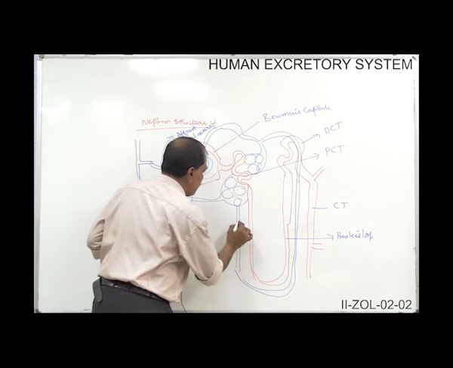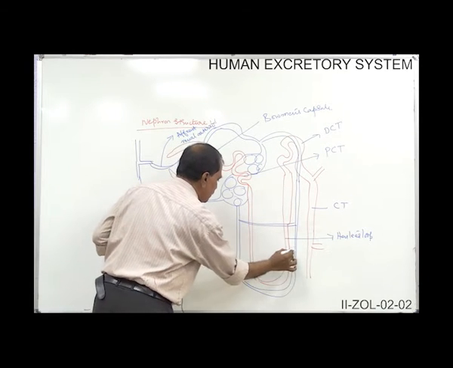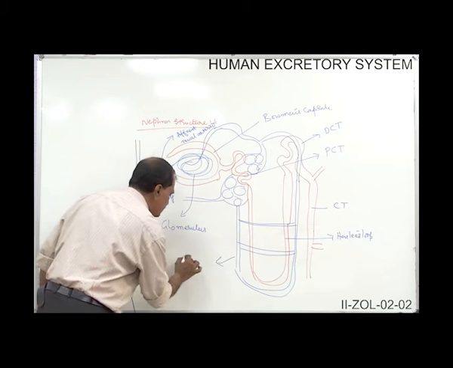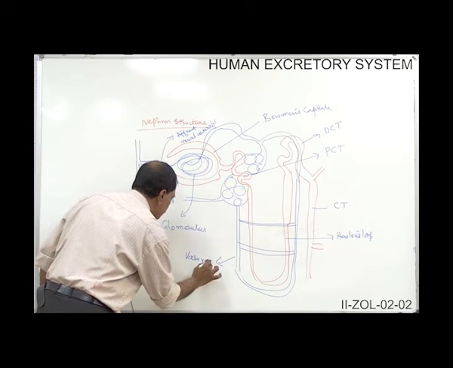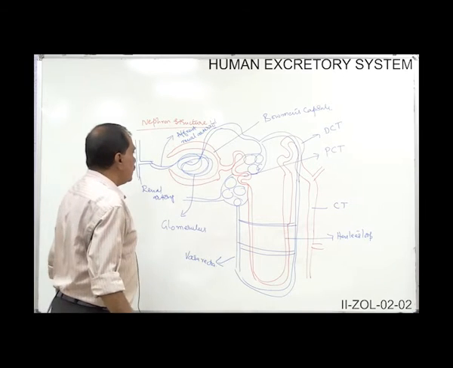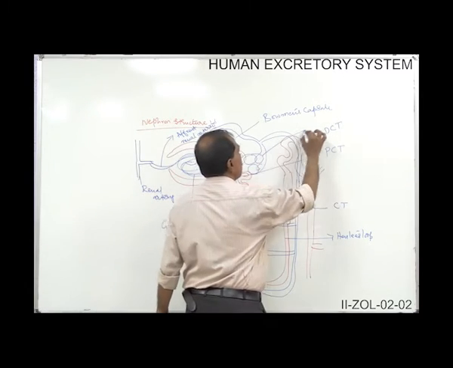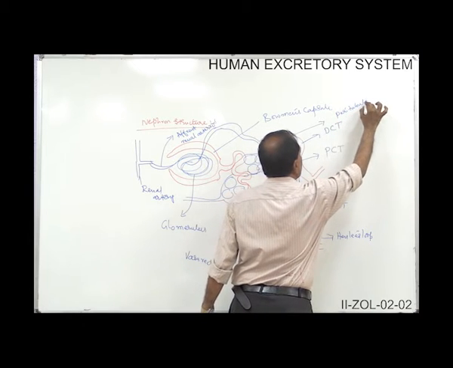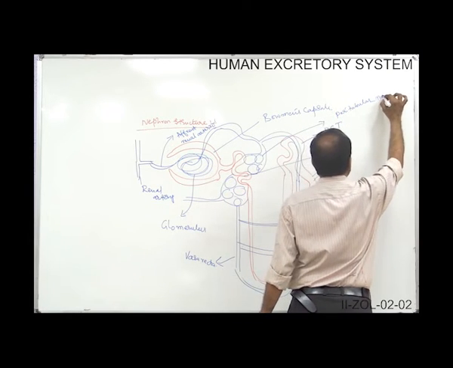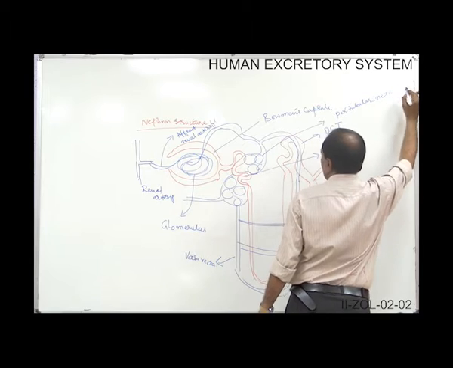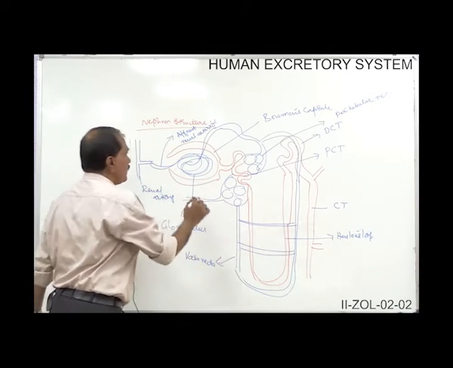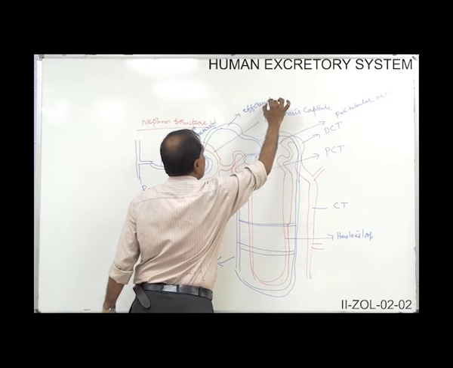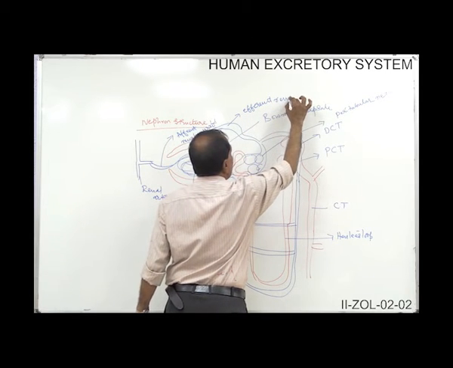And the one which is coming out and is connected with the U-shaped Henle's loop is called the vasa recta, and this is called the peritubular network. These are the parts, and the one which is coming out from the glomerulus is called the efferent renal arteriole. Efferent renal arteriole.